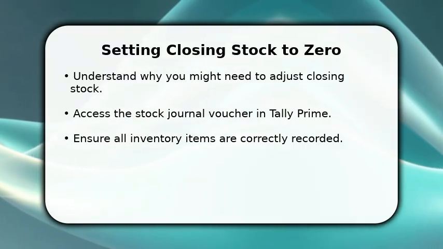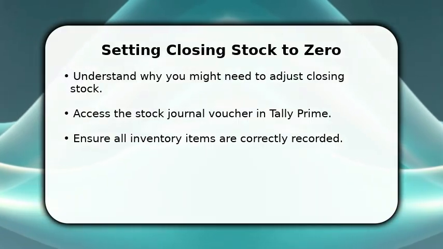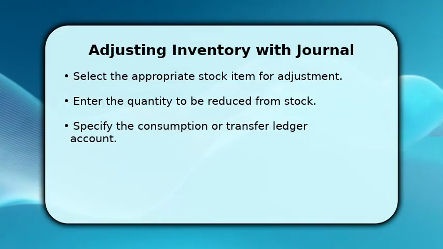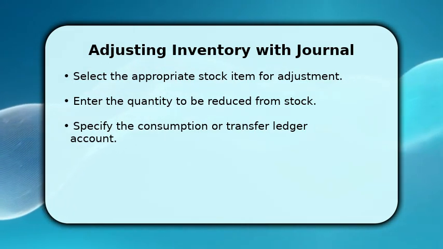Ensure all your current stock items are accurately listed before proceeding with any adjustments. Once in the stock journal, select the item you wish to adjust. In the consumption section, specify the quantity you want to remove from your inventory. For example, if you have 10 units, enter 10 to make it 0.